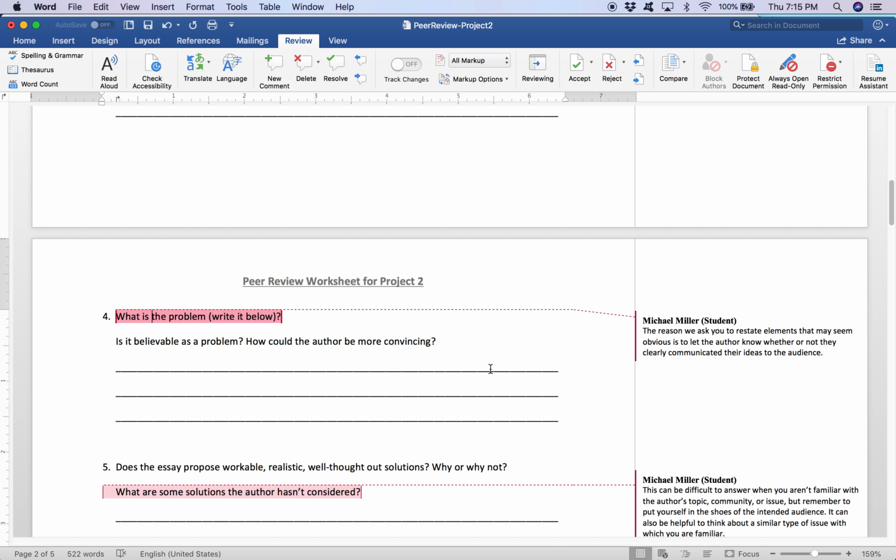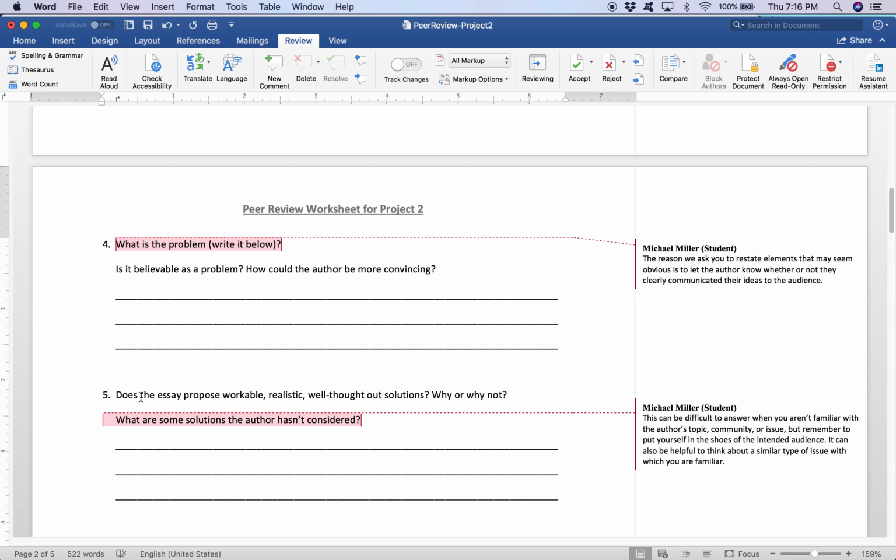Number 4, what is the problem? So the reason that we ask you, in a lot of these peer reviews, to restate certain elements that may seem obvious is it's just a great way to let the author know whether or not they clearly communicated their ideas to the audience. So although, again, it may seem pretty obvious what the problem is and if it's believable, having you restate it will let the author know whether or not they were clear in communicating exactly what they wanted to that intended audience and to their readers.